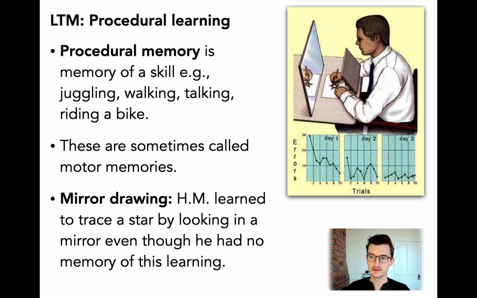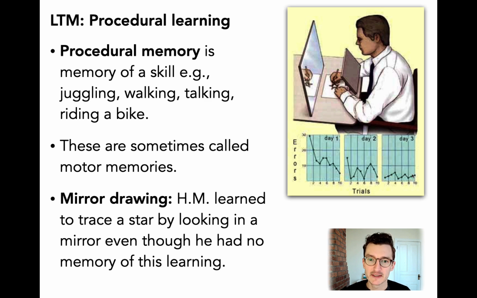Now, of course, he had no memory, no declarative memory of these episodes of learning, right? So every time HM would sit down to do the mirror drawing task, Milner would say something like, "Do you remember doing this before?" And he'd say, "No, I've never done this in my life." But he'd be very good at it. He'd have that procedural memory, right?